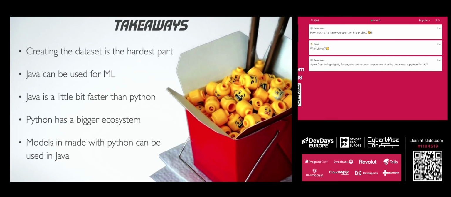So the key takeaways: creating the dataset is really the hardest part of everything. Machine learning is not that hard. Java can be used for machine learning. It's a little bit faster as well, so that's quite nice. Python still has the bigger ecosystem, so probably for the data experts, you want to use that. But models in Python can be used in Java.